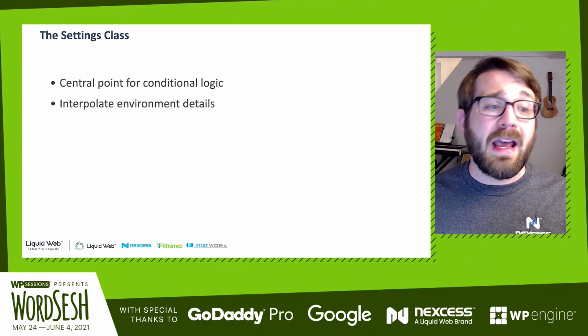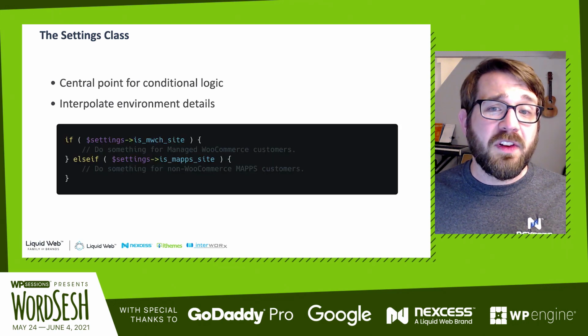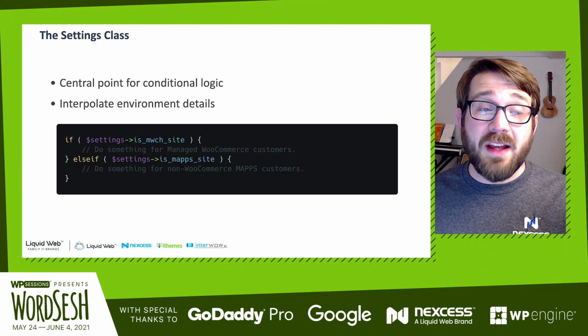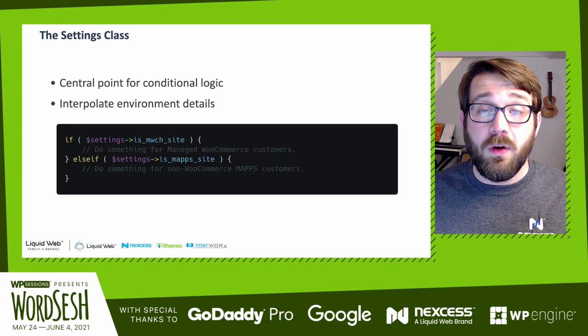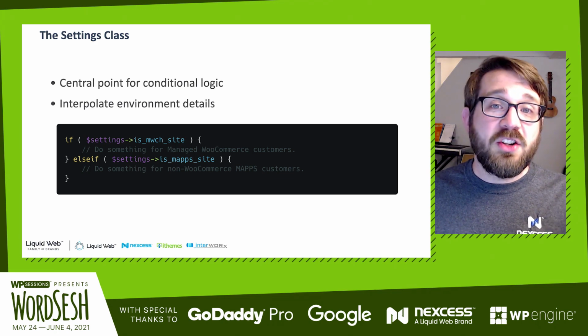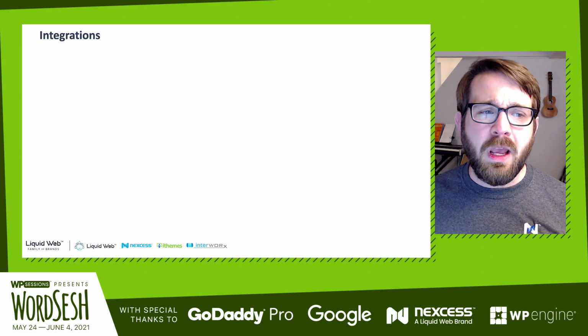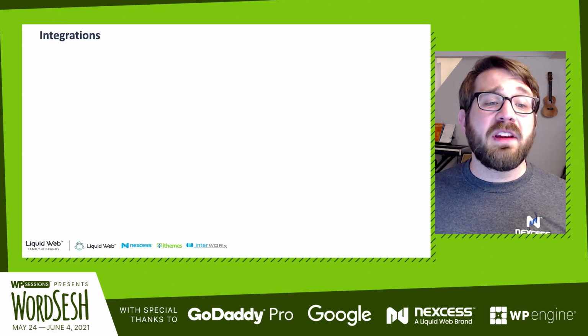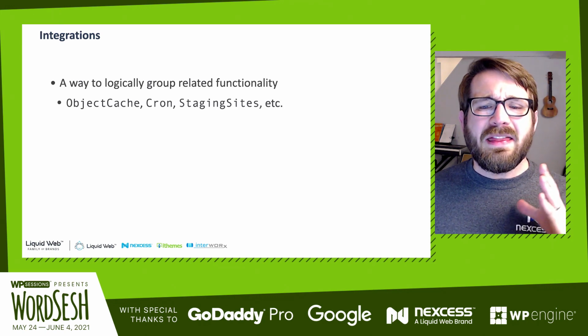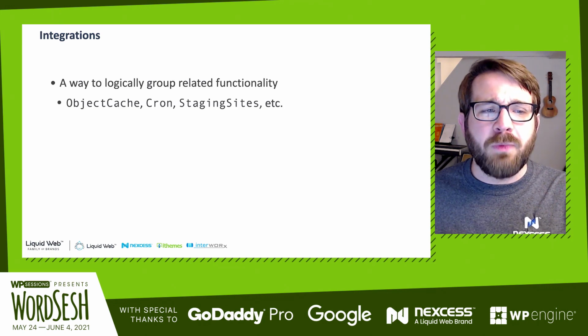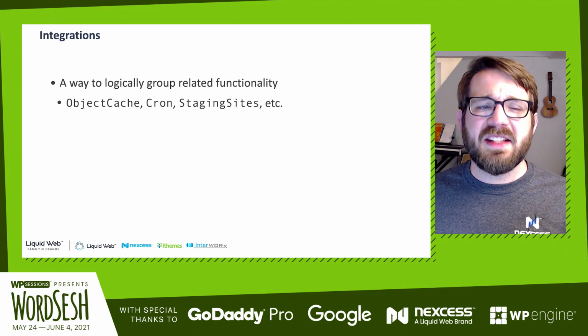We then do a little bit of light processing, and we're able to get useful insights like, hey, is this a managed WooCommerce site? Or is it just a map site? We can change how we're functioning based on this information. Now, the settings object is often injected into what we call integrations, which are basically the building block of the plugin.